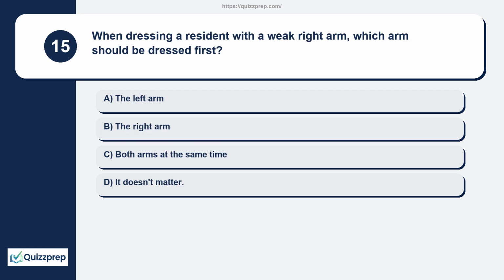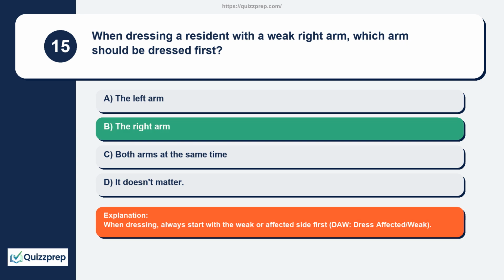Question 15. When dressing a resident with a weak right arm, which arm should be dressed first? The left arm, the right arm, both arms at the same time. It doesn't matter. When dressing, always start with the weak or affected side first.